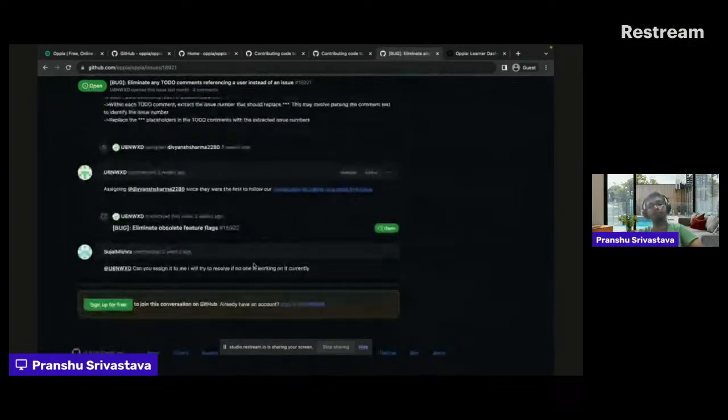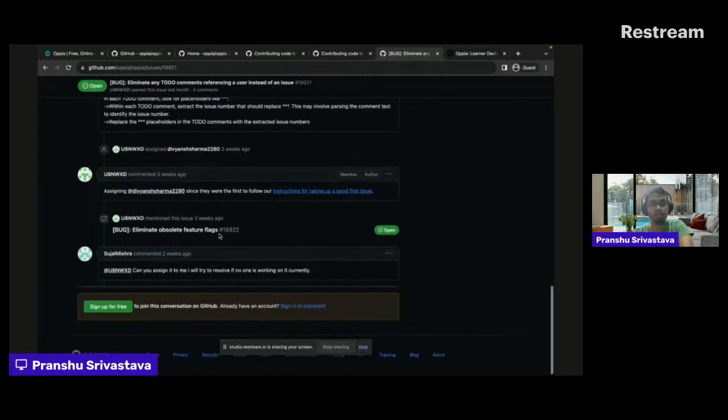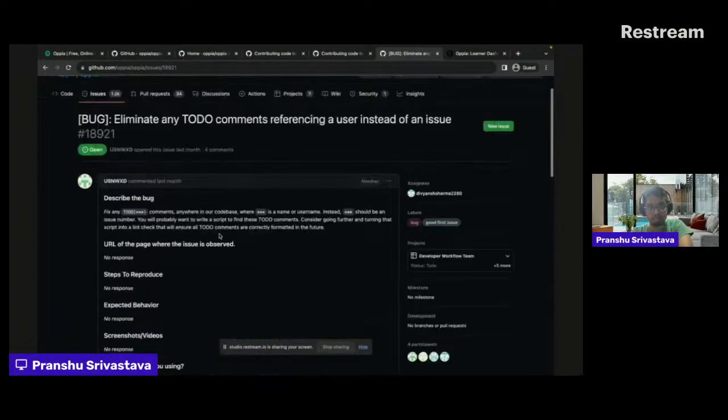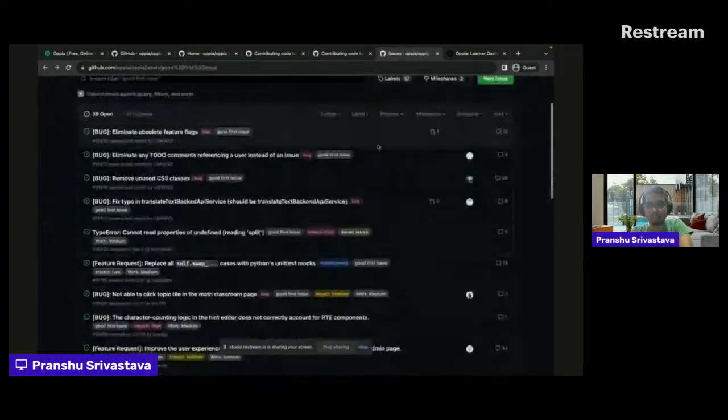And one more thing that is important is that before contributing to an issue, you must make sure that it is assigned to you, because multiple people can come and try to contribute on that issue. So in that case, you need to mention that you are working on it, and the others can maybe look for some other issues to contribute to. So this is about the issues.